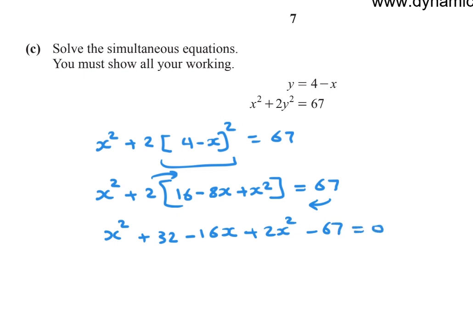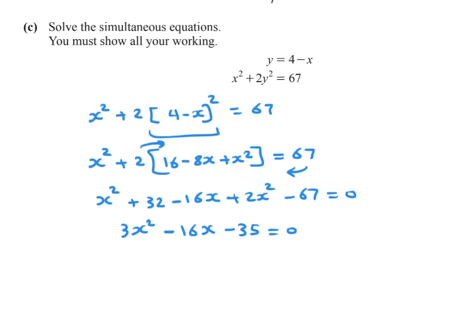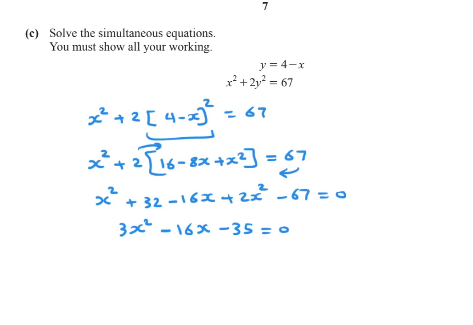Now 2x squared plus 1x squared equals 3x squared, negative 16x, 32 minus 67 equals negative 35, equals 0. Solve this equation using formula or factorization, or you can enter a, b and c in your calculator, then find the two values for x. So x equals negative 5 over 3 and the other value 7.